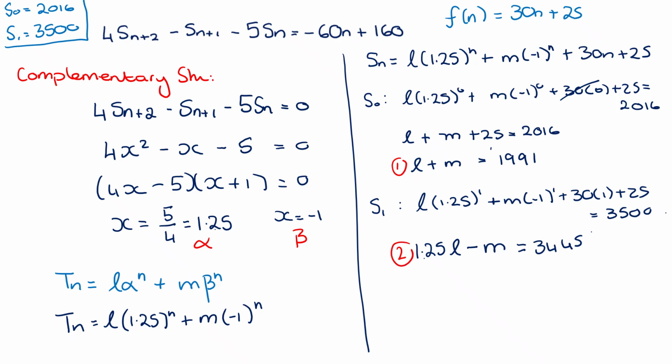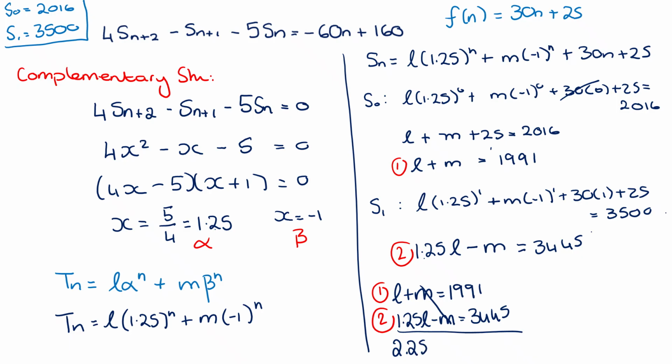And let's work through that simultaneously. So I don't think I'll have enough room, but let's just start it here to begin with at least. So 1.25 L minus M equals 3,445. That disappears. We get 2.25 L. That's 5,436. So L is that divided by 2.25, and that gives us 2,416. So M is going to give us minus 425.